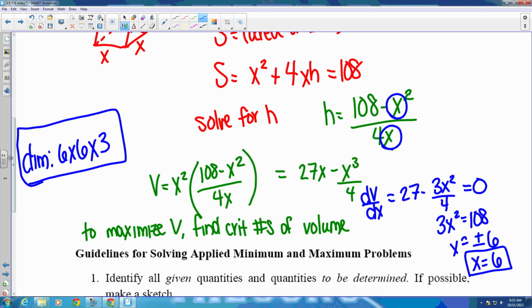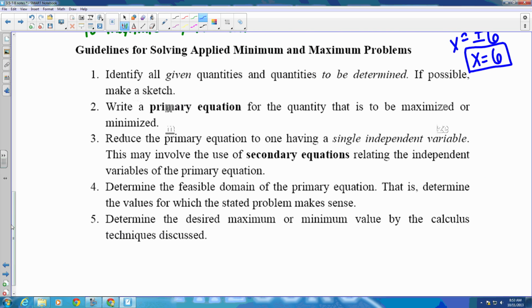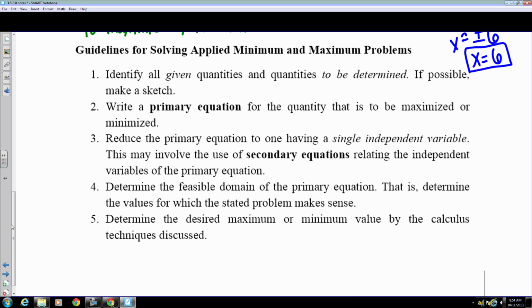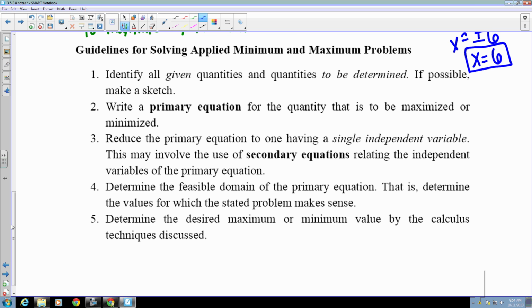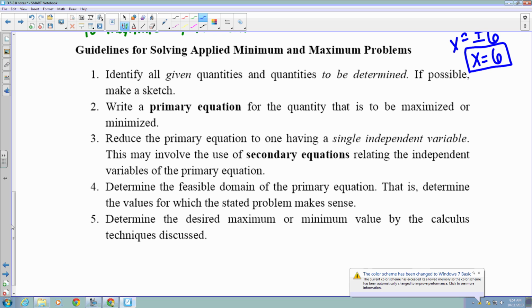Now what we did is shown right below the guidelines for solving these kinds of problems. We identify what's given, what we need to determine, and then we make a sketch, which is what we did. Then the primary equation, that's the one we're maximizing or minimizing. In that case, we did volume for our maximization, and the secondary equation was the surface area. That was the one they gave us a number in. And in that case, we need to solve for an independent variable. So in that last example, we wanted to get rid of all the h's. And then we needed to figure out what made sense. So when we solved and got negative 6, we said that didn't make sense, and we only picked the positive one. And then we find the maximum using calculus.